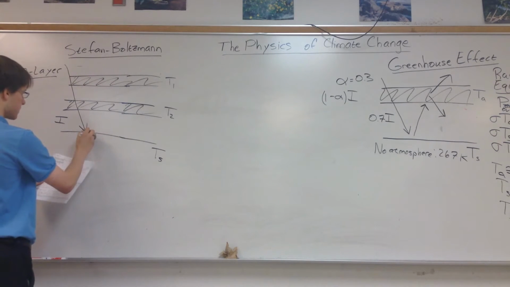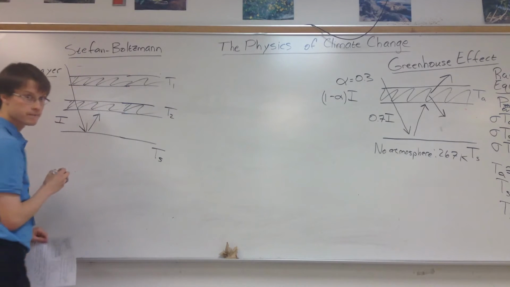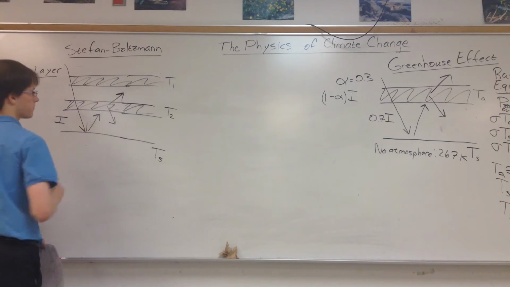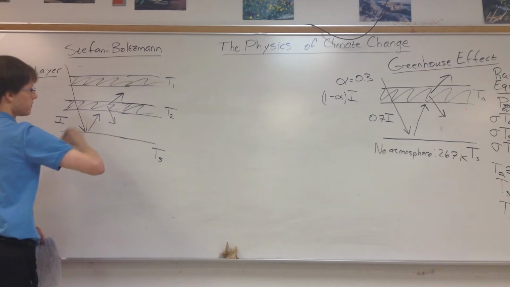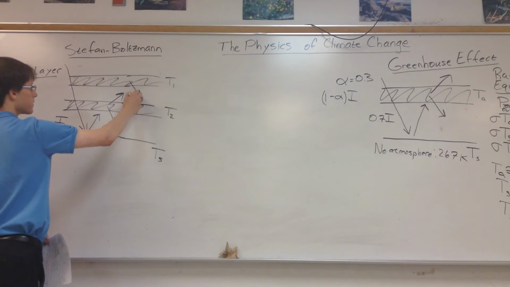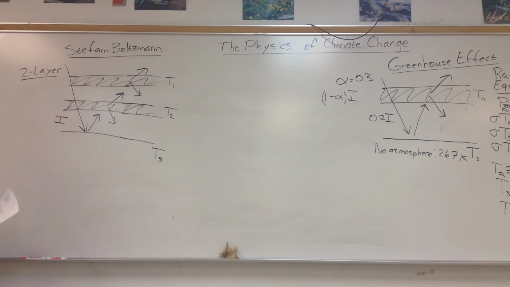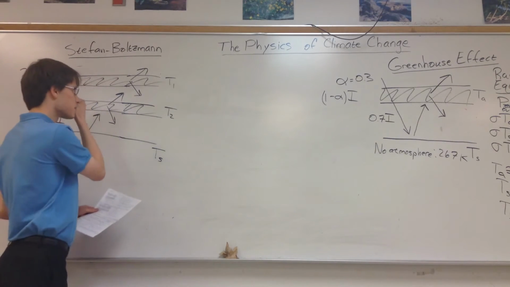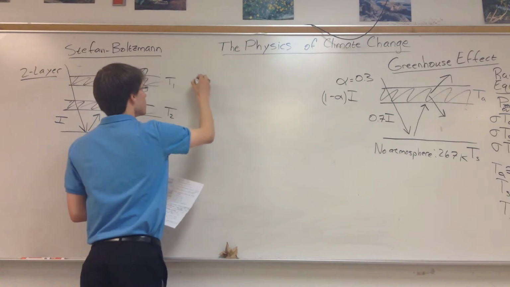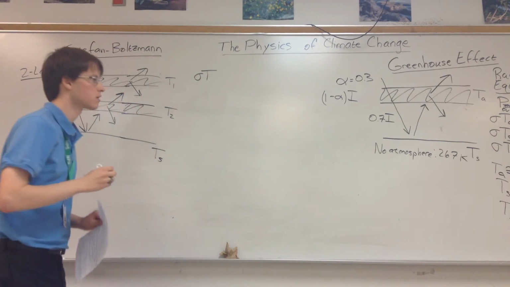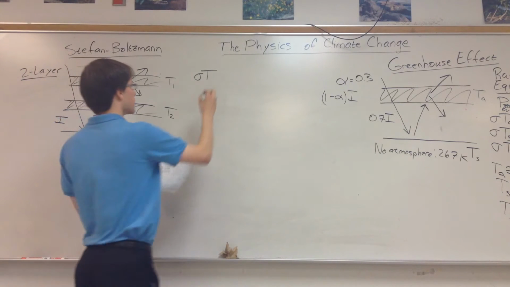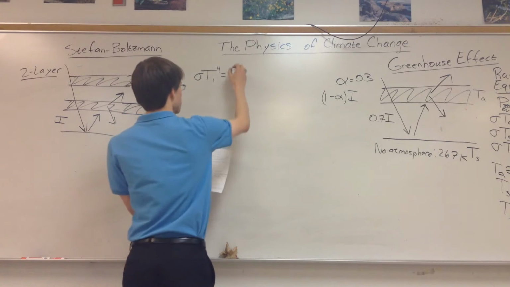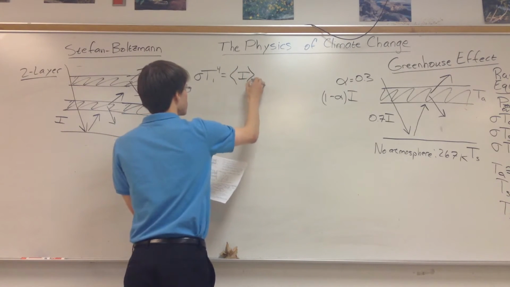And what's going to happen is, again, it's going to hit this atmosphere, and this atmosphere is going to absorb the radiation here and re-emit it. Then this atmosphere is going to get this radiation, absorb it, and re-emit it. So now our equations are a little bit more complicated than they were last time. So looking at the first atmosphere here, T1, we're going to set up our equations for radiative equilibrium.